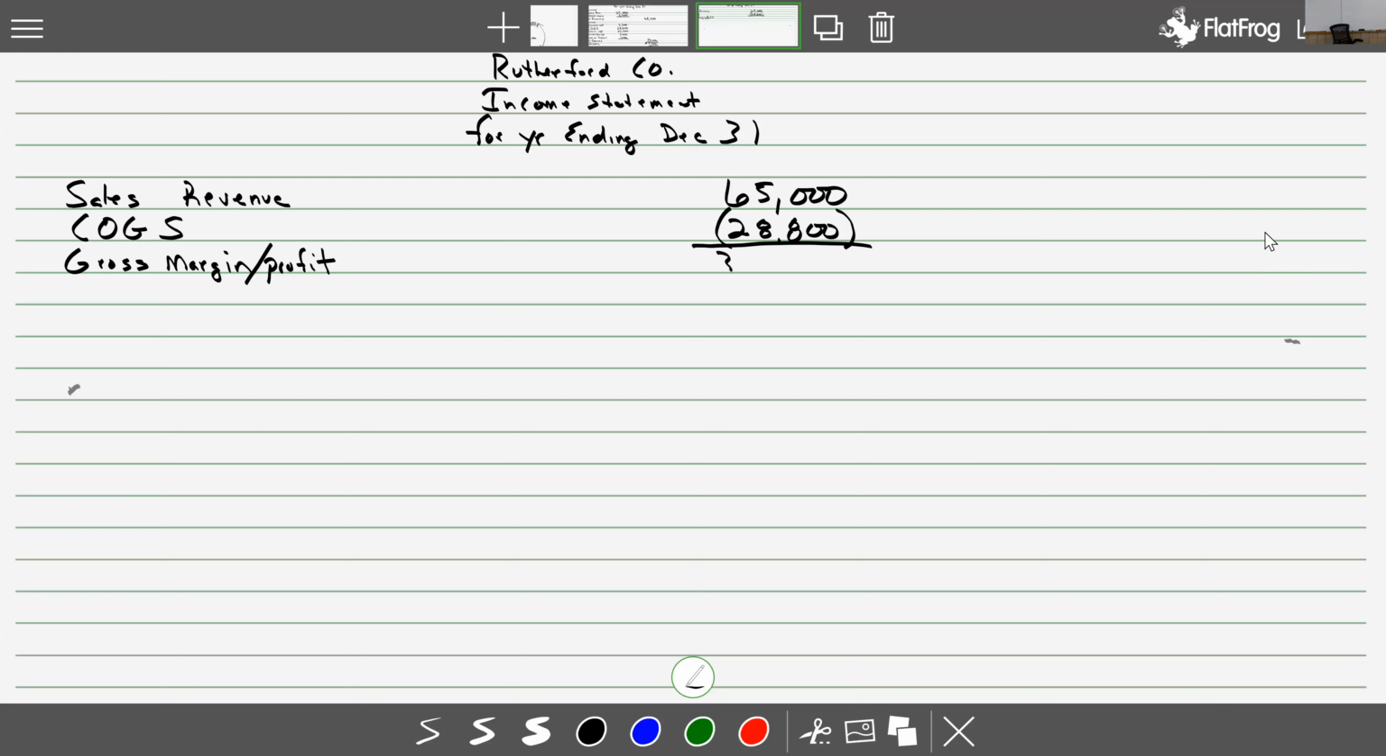In this case, then our gross margin comes out to 36,200. From here, we start taking out our operating expenses. Okay. So looking through here, we need insurance to operate. So we're going to make insurance an operating expense. And that was 4,300.